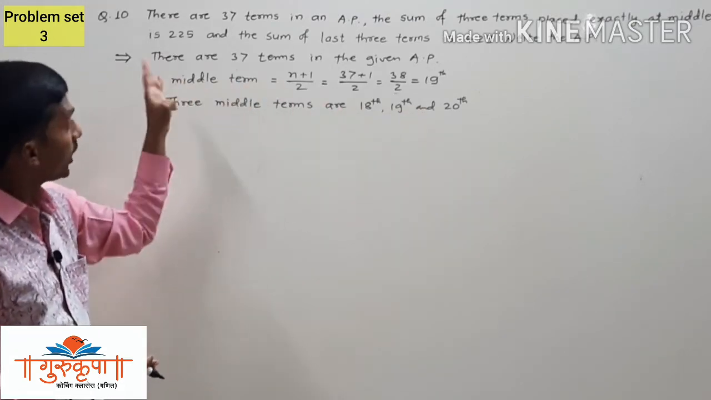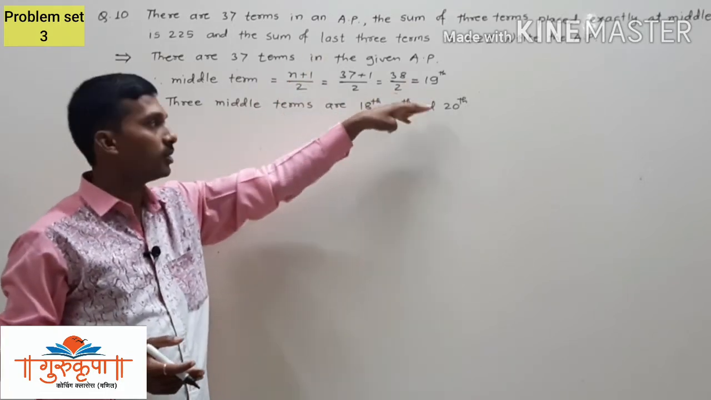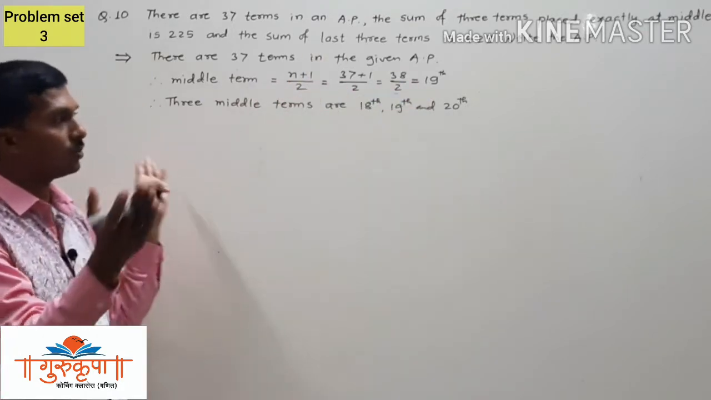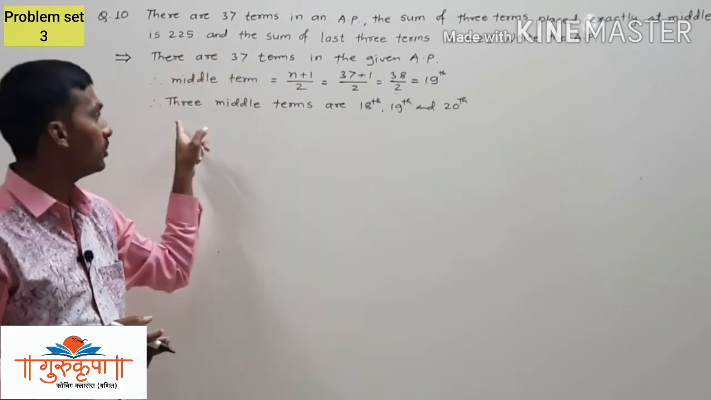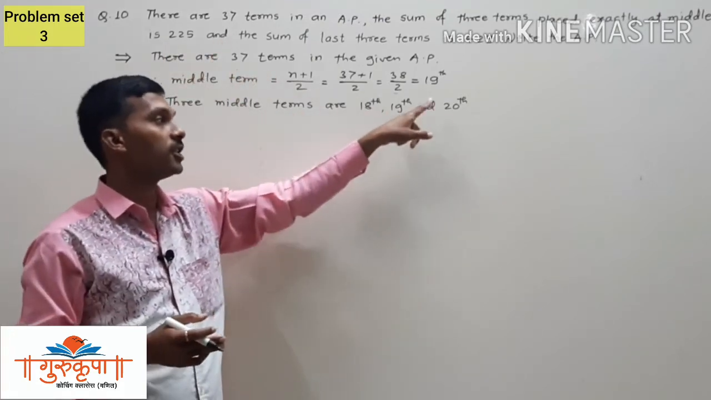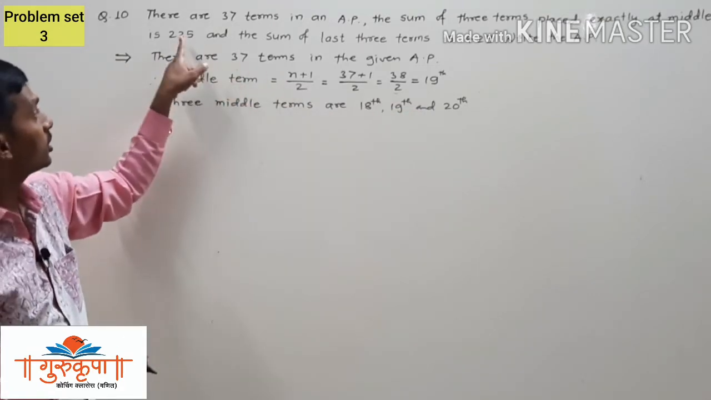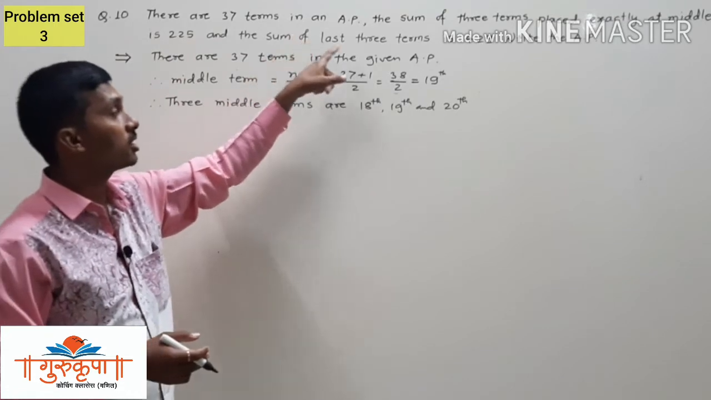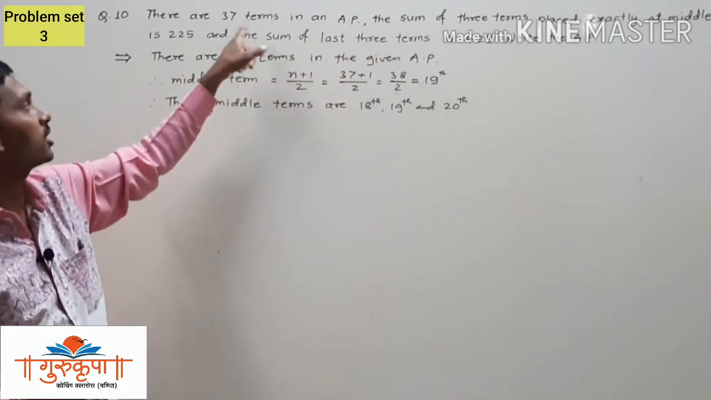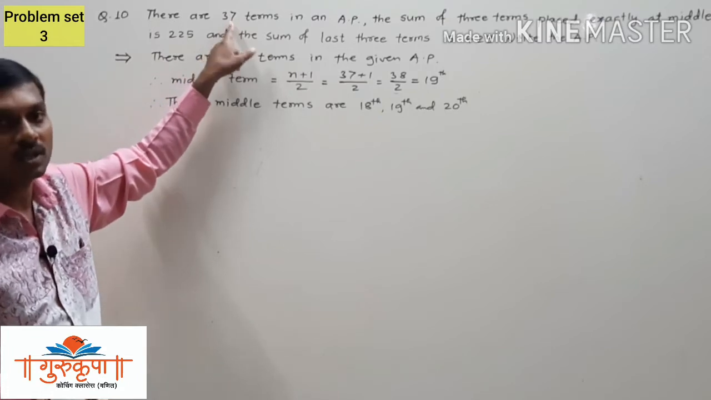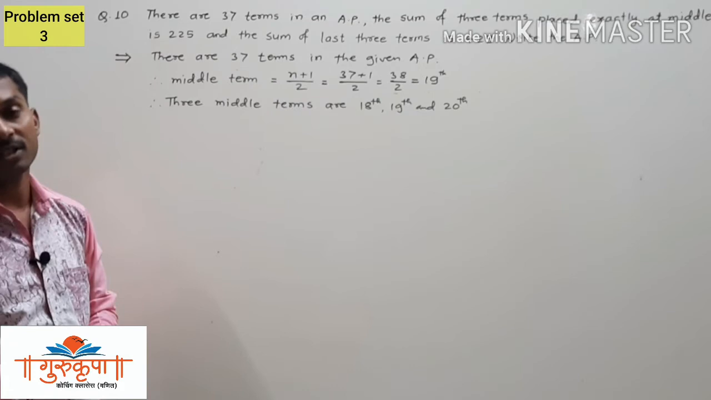So we have to find the 3 middle terms. We get the first middle term and then the previous term and next term. So we have 3 middle terms of that AP which are exactly at the middle of that AP, that is 18th, 19th and 20th term. The sum of these 3 terms is 225 and the sum of the last 3 terms is 429. We can easily write the last 3 terms since there are 37 terms: 37, 36 and 35 are the 3 last terms of that AP.